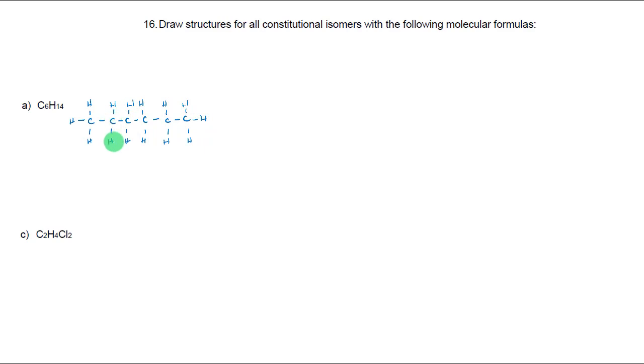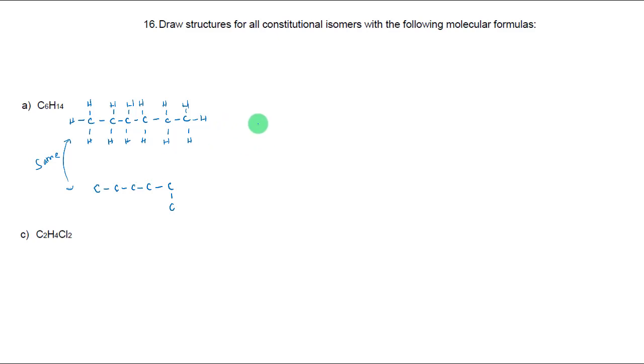If I do my math here, I have 14 hydrogens and 6 carbons. Some of you may be tempted to draw an isomer where we have 5 carbons going across, and then maybe putting a carbon here, but this is actually the same thing. So these are the same. And for simplicity's sake, I'm just going to leave the hydrogens off here.